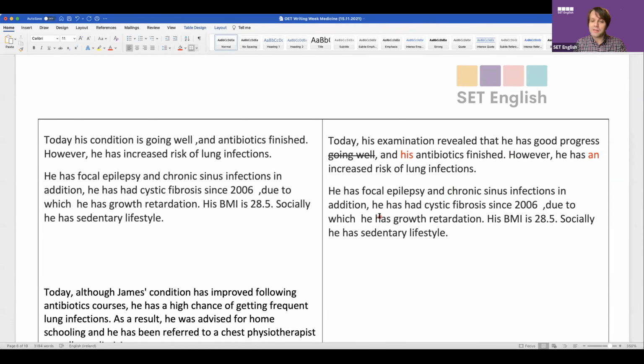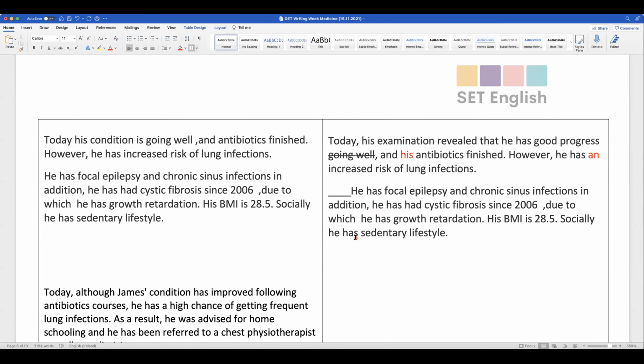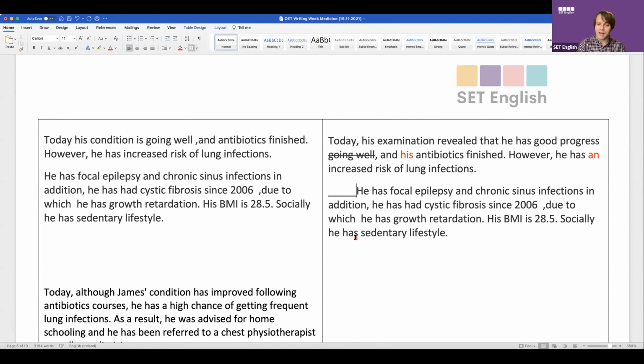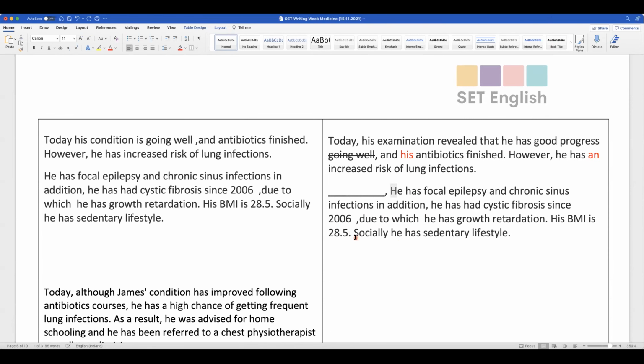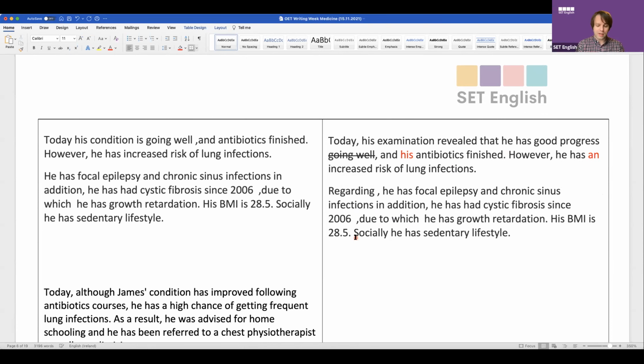Let's finish this. So he has focal epilepsy. That's okay, there's no A. Good. And chronic sinusitis infections in addition. Okay, so firstly, what type of paragraph is this? This one here, guys. Background, medical background. So it's much better, Batul, to put a little linking phrase, right? Regarding medical history. Yeah, and all of you should be doing that, right? Regarding his medical history, right?